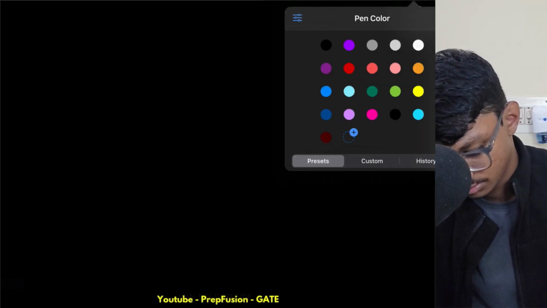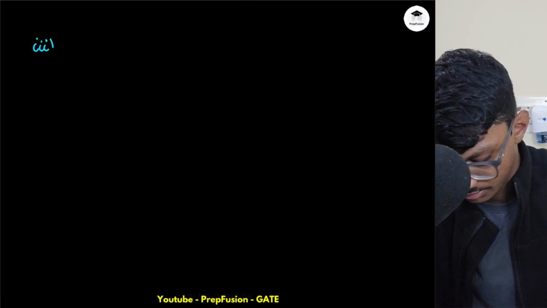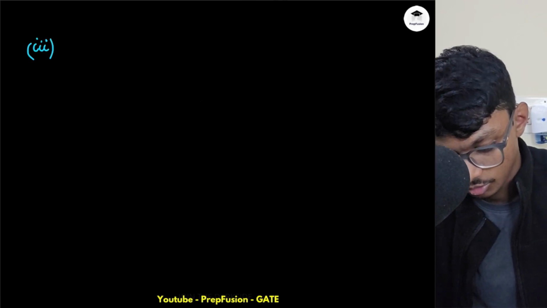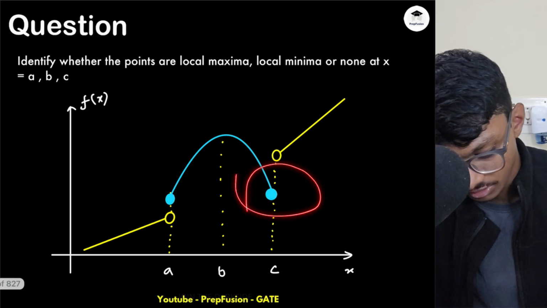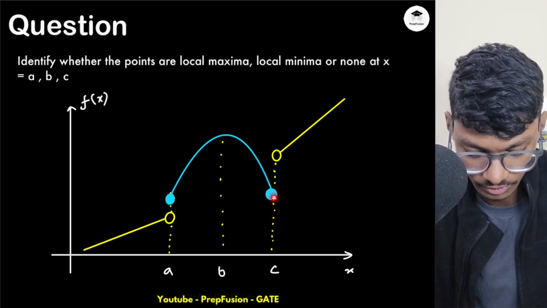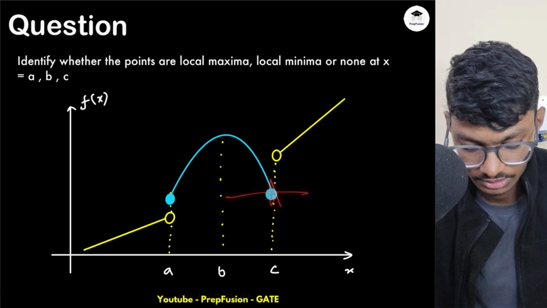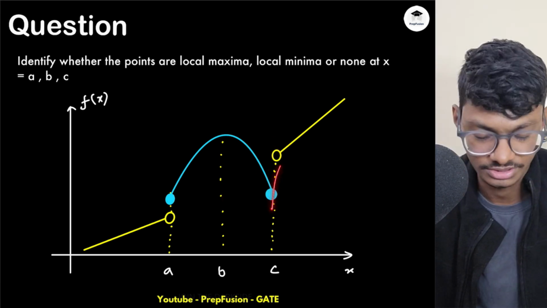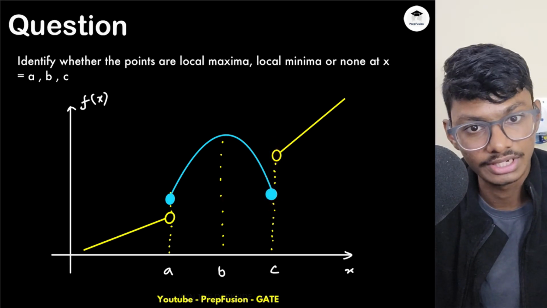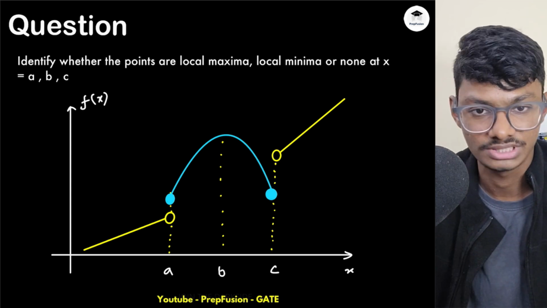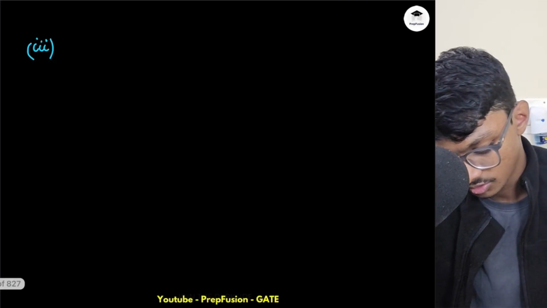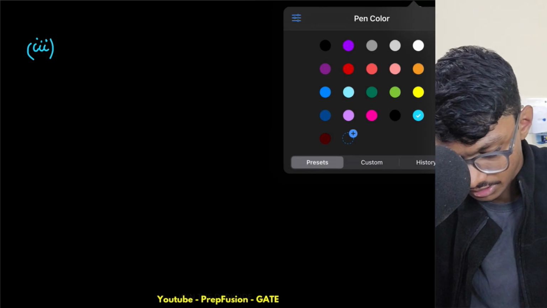Next, third point. So you can observe that even though the differentiation doesn't exist at this point, like there is discontinuity, not differentiation, there is discontinuity, but still I can compute the local maxima and minima. Now let's talk about x equals a.